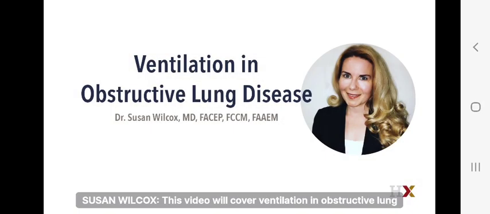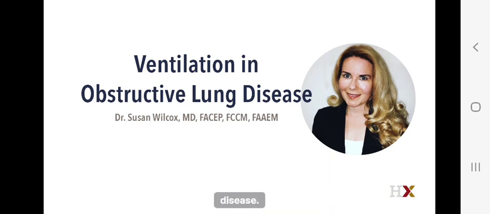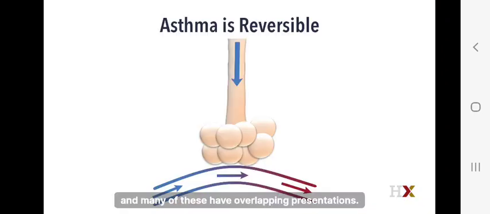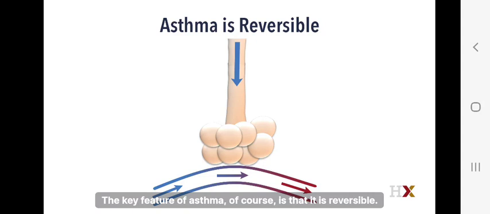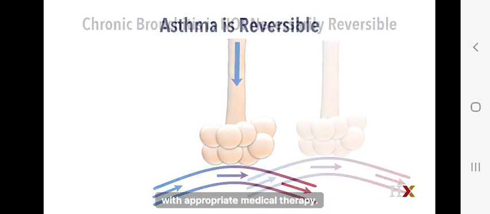This video will cover ventilation in obstructive lung disease. Obstructive lung disease comes in several different formats, and many of these have overlapping presentations. The first one is asthma. The key feature of asthma, of course, is that it is reversible. So patients can have bronchospasm, but it will reverse with appropriate medical therapy.